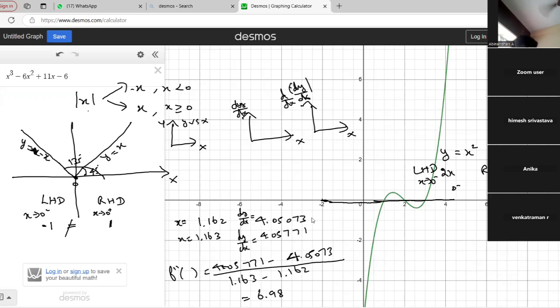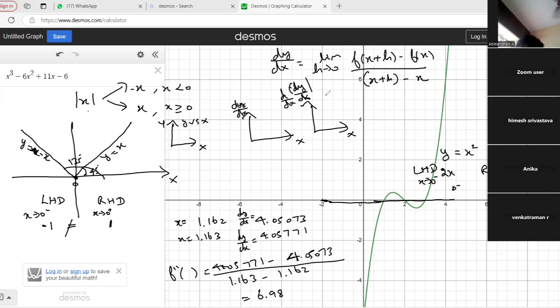Because we know the limits first principle, it says dy by dx is given by limit h tends to 0, f of x plus h minus f of x by x plus h minus x, correct? So this is dy by dx. Then d square y by dx square is going to be again limit h tending to 0, but this time on f dash of x plus h minus f dash of x by x plus h minus x.